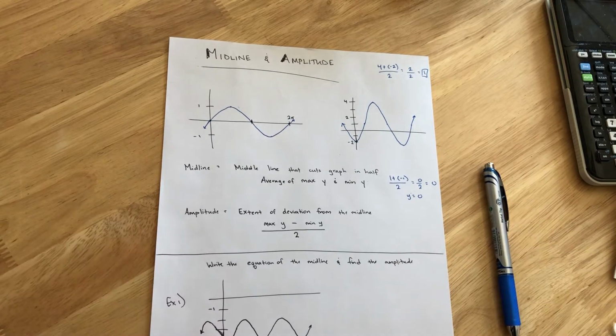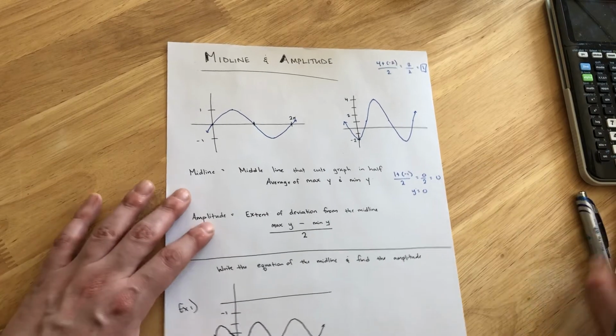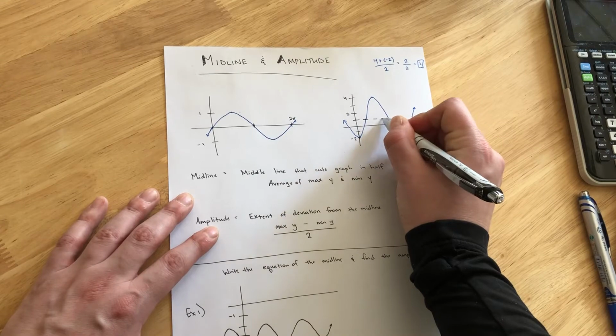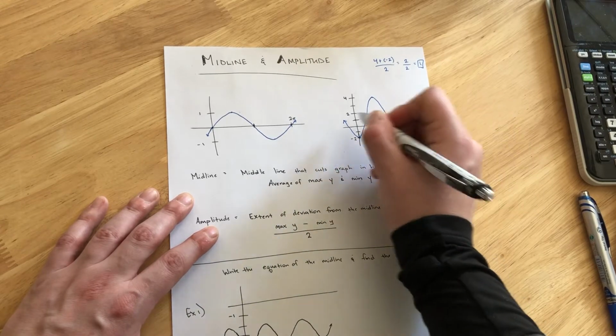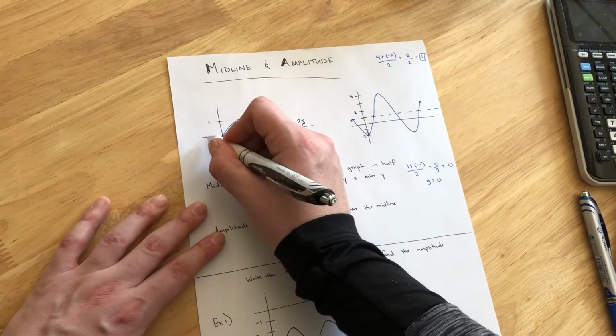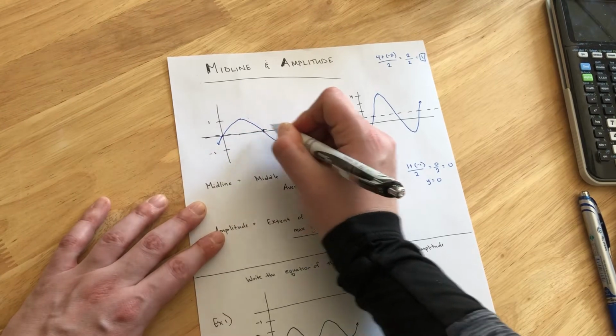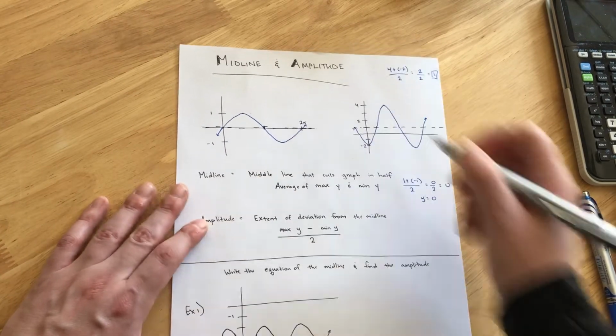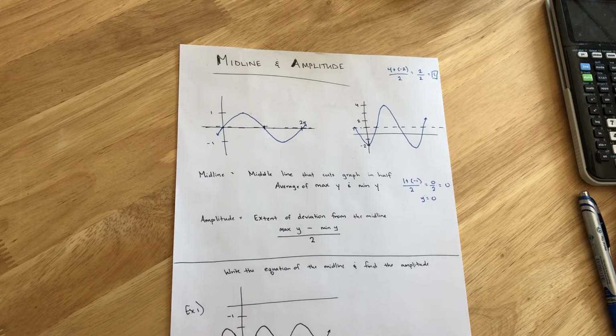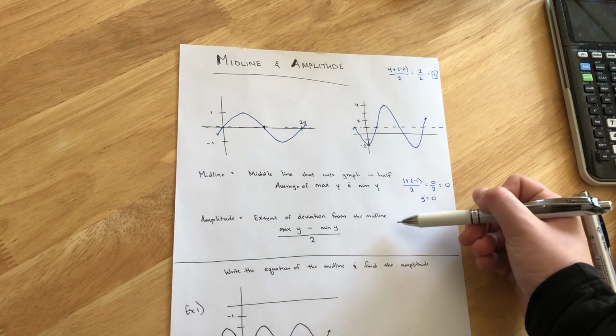So if it's not drawn in for you, I would encourage you to go about drawing it in. So y equals 1 is the halfway line there. y equals 0, well, that's the x-axis. The midline is important to find first because then it also helps us find the amplitude.